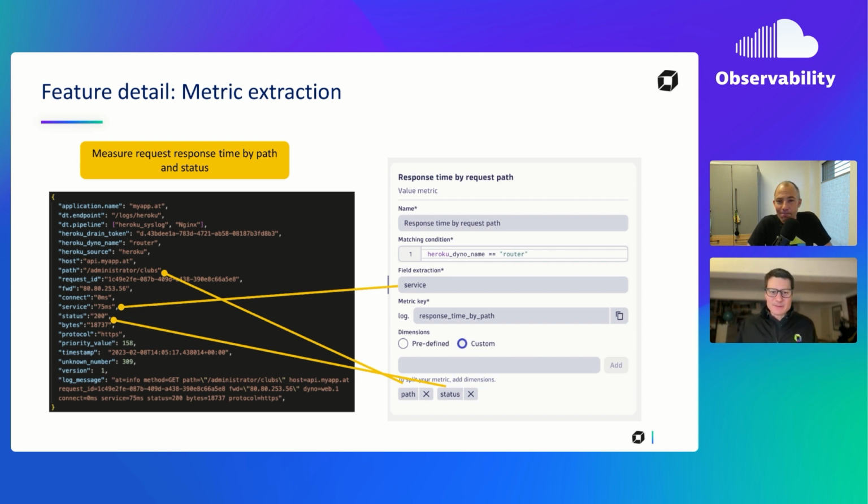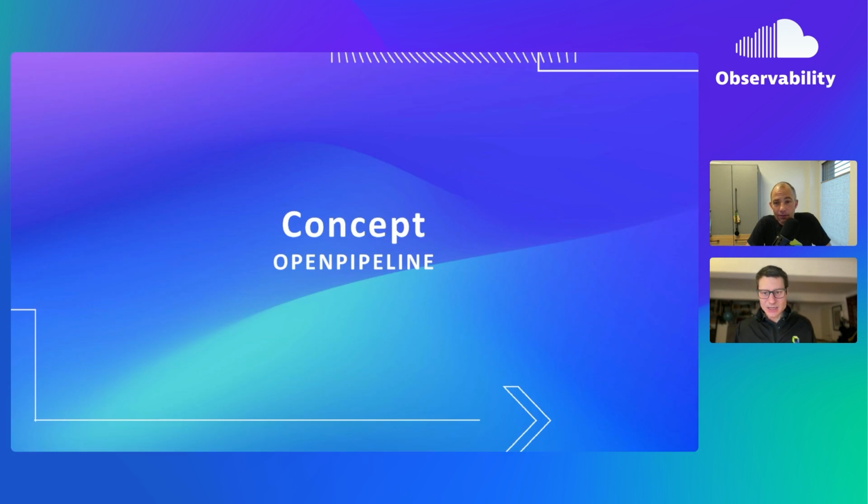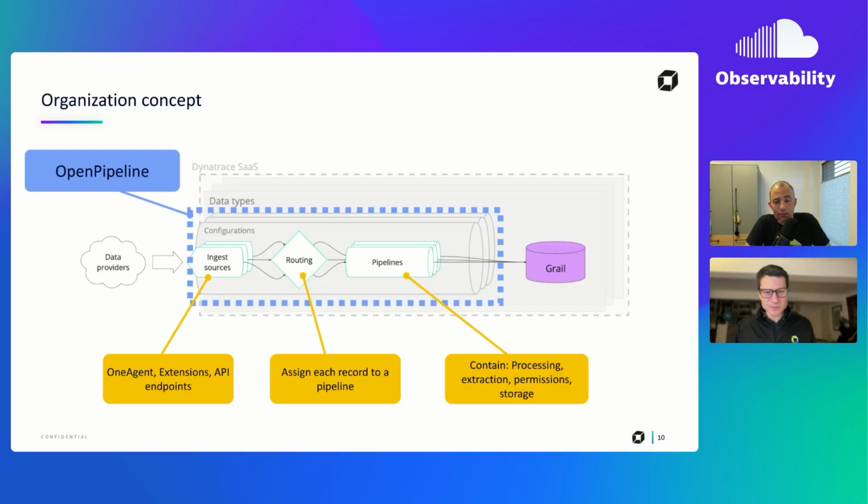So then I'd like to give an overview of the concept that we have in OpenPipeline to manage all this ingest processing that we have been talking about. And we have one central aspect that we've added, especially in comparison to the ingest processing that we had so far, and it's the concept of routing and pipelines.